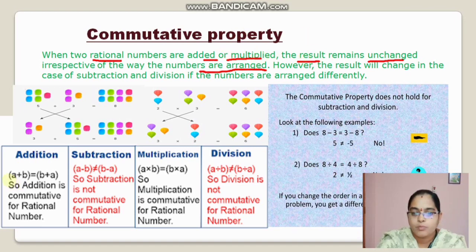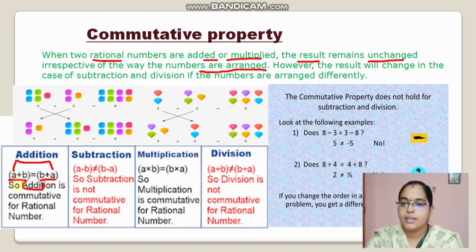See here in an example, a is a rational number and b is a rational number. I am doing the addition of a plus b. And again I am doing the addition of b plus a. The order I am changing. Here a is the first number, but in the second one a goes to the second place. If we change the order of these numbers, the result won't change. Then that property is called commutative property.